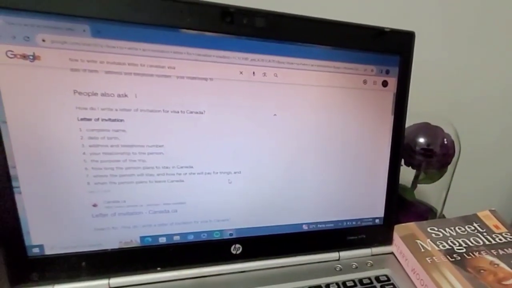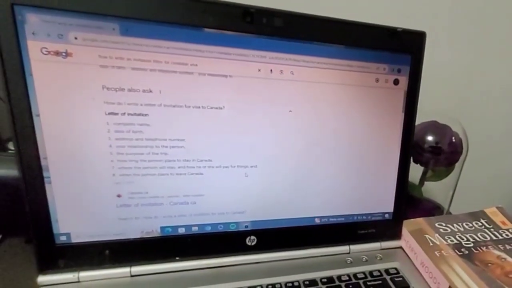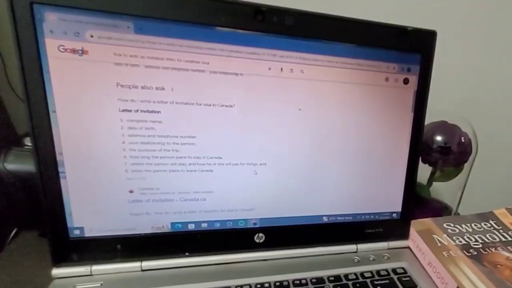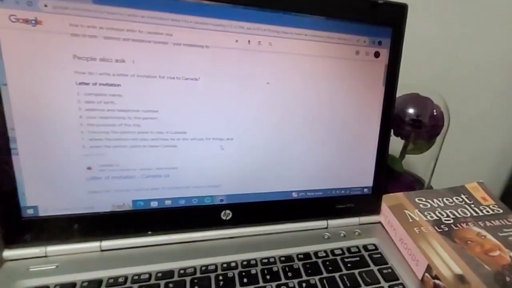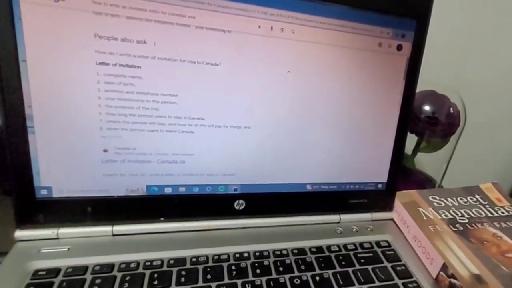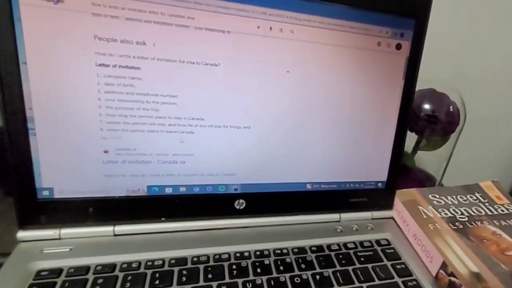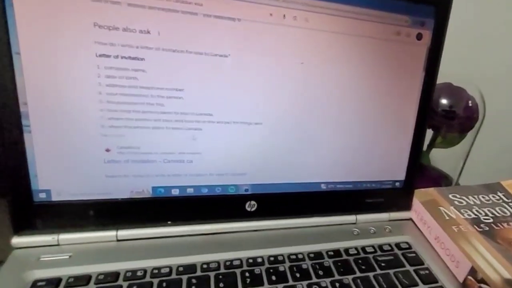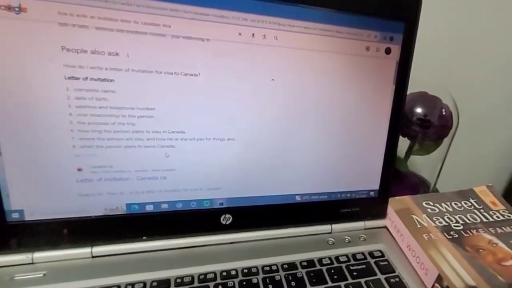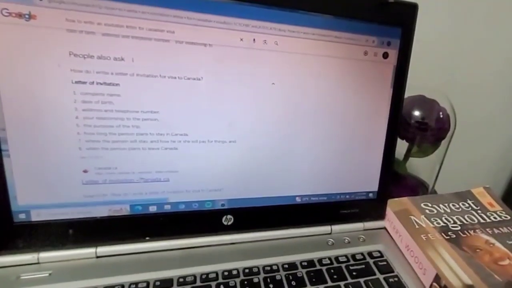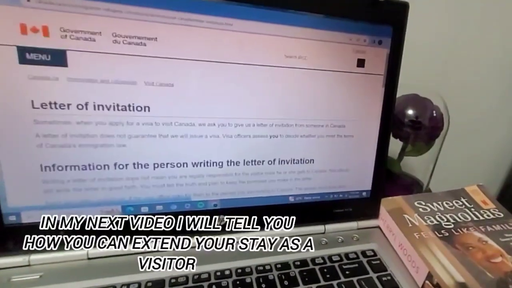So if the person you're coming to will be paying for your things, or if you are going to pay for them yourself, that's fine. The person who's writing the letter is going to tell how you plan to take care of yourself, and when the person plans to leave Canada. So you're going to tell the date you're coming and the date you plan to leave. Alright, so everything is on the website, guys.